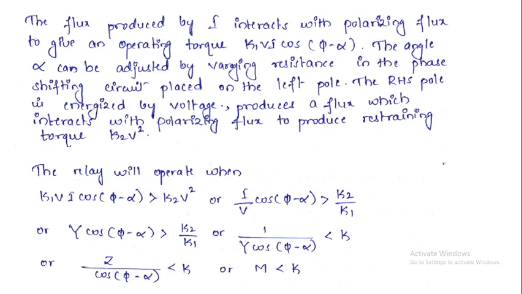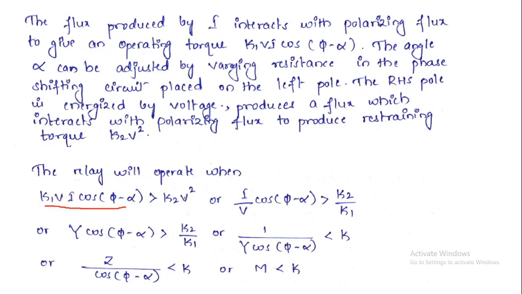Moving on to the principle, as we know the operating torque should be greater than the restraining torque. So the relay will operate when the operating torque is greater than the restraining torque. This is my operating torque K1 Vi cos(phi minus alpha), which is greater than K2 V square, the restraining torque. Or we can have it as I by V. So this V gets cancelled.